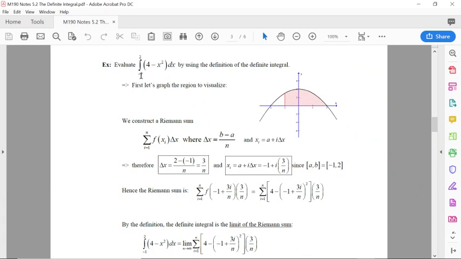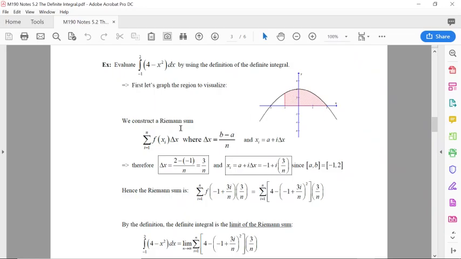So the left edge is at -1. I'm showing it here geometrically at -1, and the right edge is at 2. And our function 4 minus x squared I have graphed here in black. And so this region I've shaded in red, we are finding the area of that region, the exact area of that region, by taking the limit of a Riemann sum.